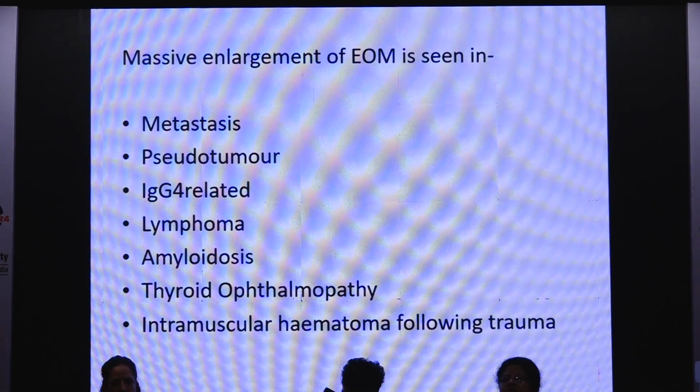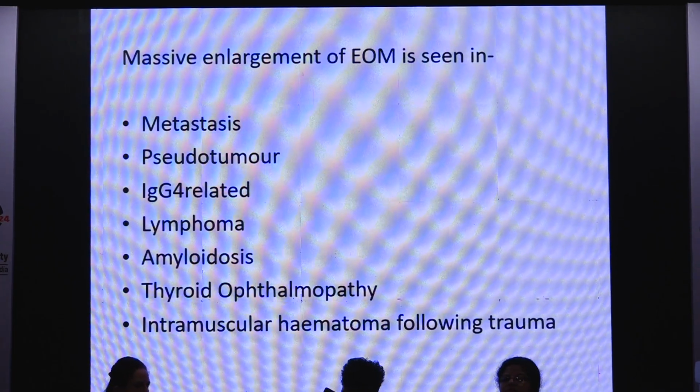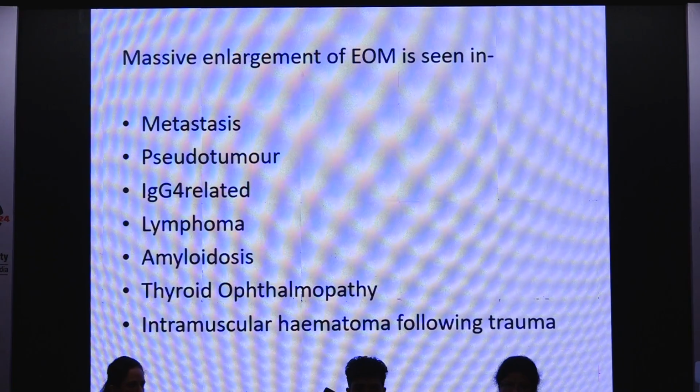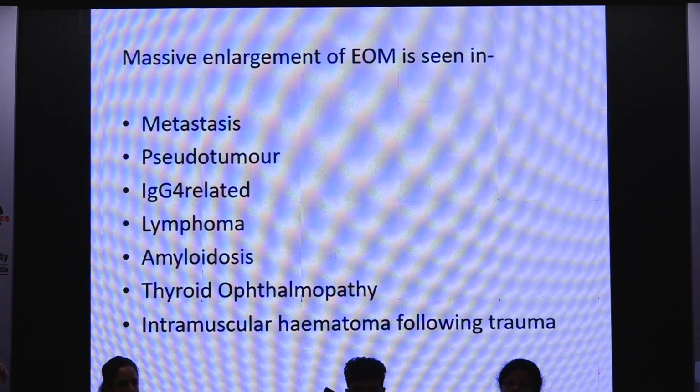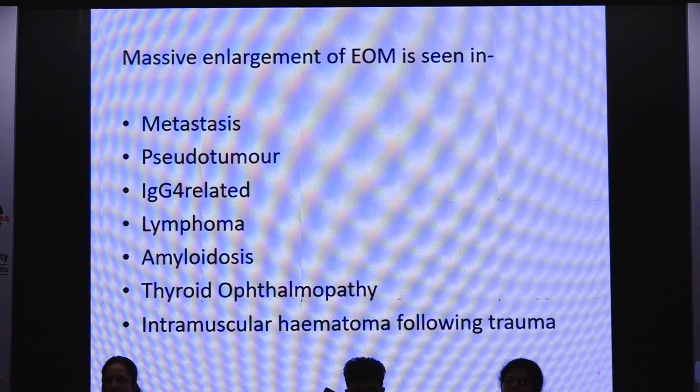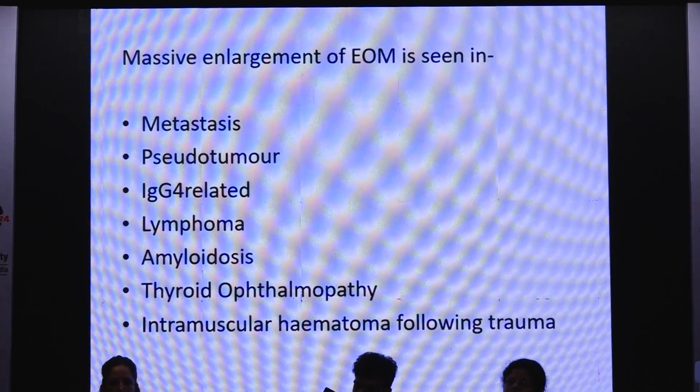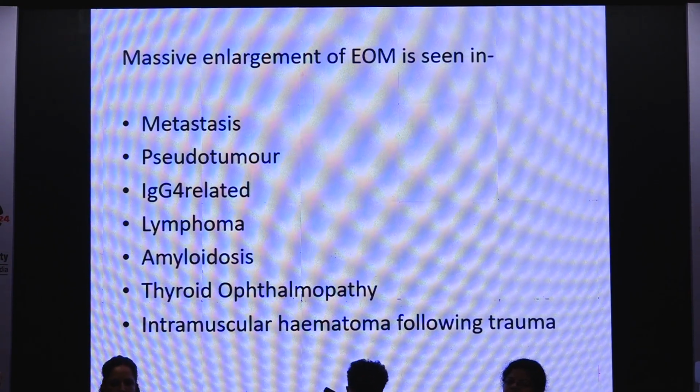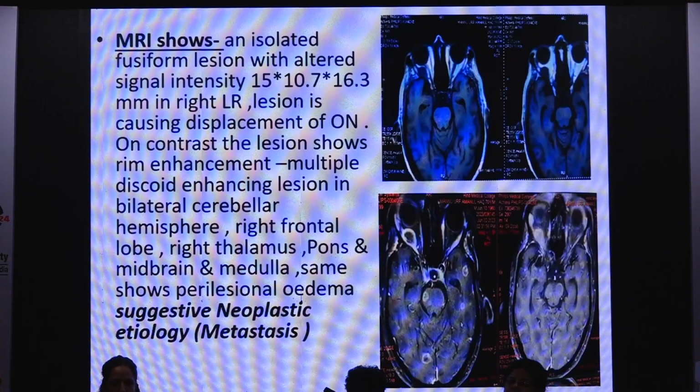So these are the causes of massive enlargement of extraocular muscles. The commonest is thyroid ophthalmopathy. Then come metastasis, pseudotumor, myositis, or IgG4-related orbitopathy, or lymphoma, or amyloidosis, or following a trauma when there is a hematoma in the muscle. So in our case, considering the age of the patient, resistance to retropulsion, and enlargement of the lateral rectus muscle, we thought it must be metastasis.